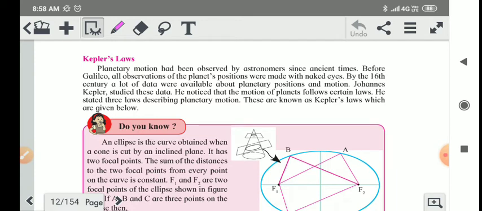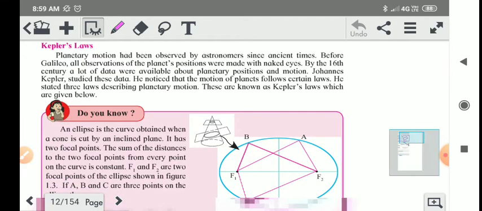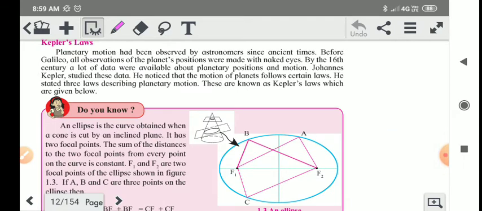The next important point is now Kepler's laws. Before Newton, the scientist Johannes Kepler gave three important laws, and based on these three laws, Newton gave his law of gravitation. So here we have to see Kepler's laws.